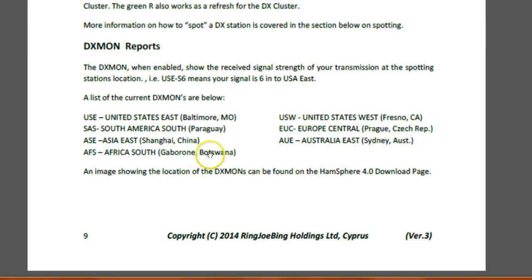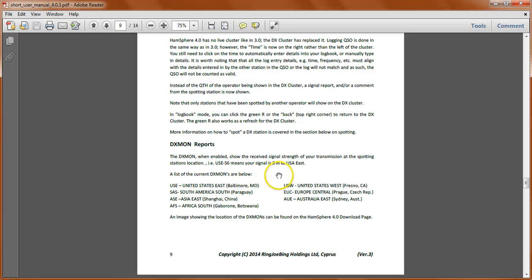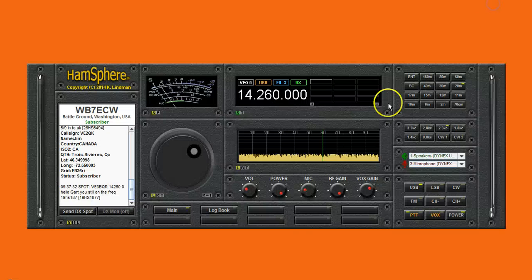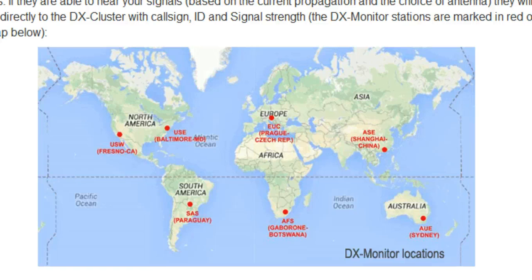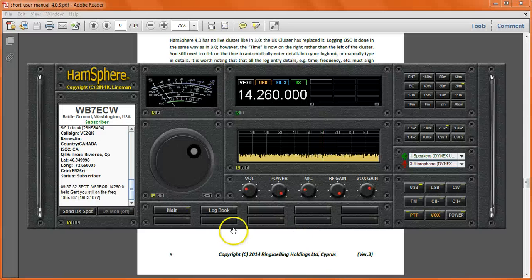So it's not everywhere, but it's the key places to help test your propagation. And these are shown on a map on the download page. So that's why I say you want to keep the download page available. And here they are on the map: Western US, Eastern US, South America, Central Europe, South Africa, Eastern Asia, and Australia. So here's how that system works.